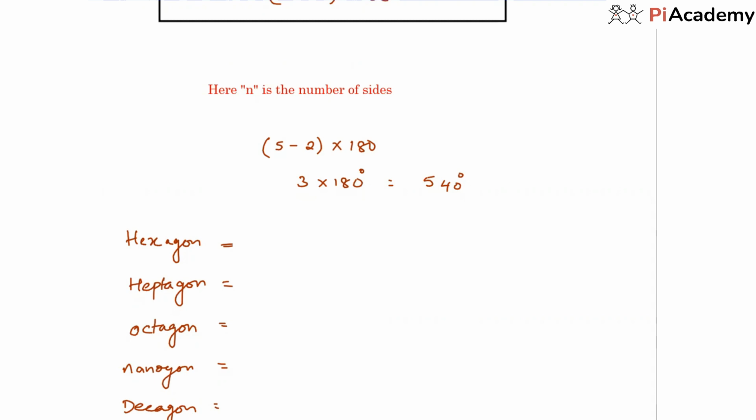Daniel, can you tell me what is the sum of angles in a hexagon? I got 720. Wonderful. Is he correct, guys? Yes, of course. Hexagon is 6, right? So it is 6 minus 2 times 180 degrees. It is 4 times 180, which is 720. Good.